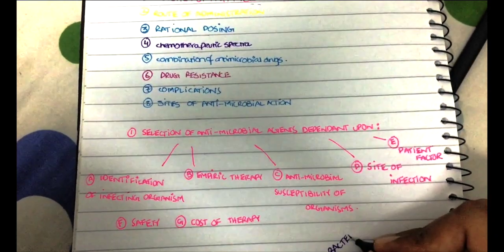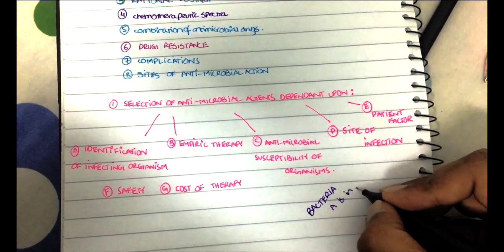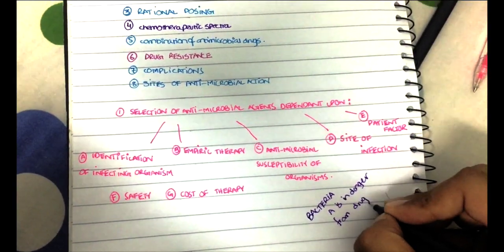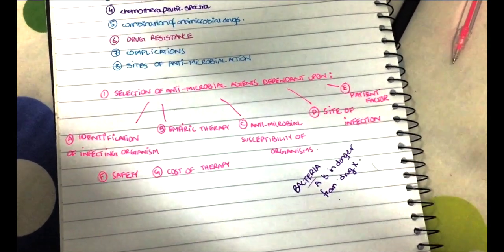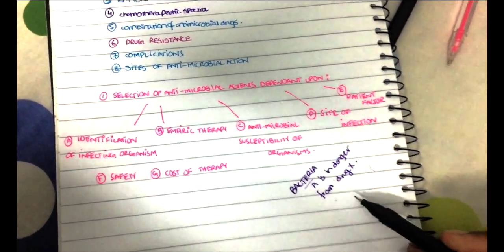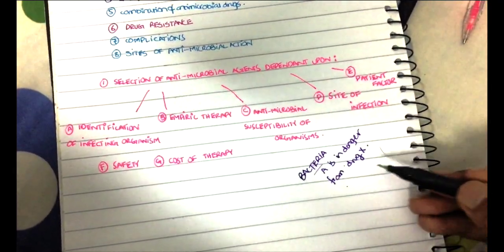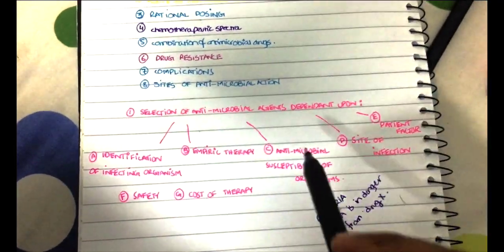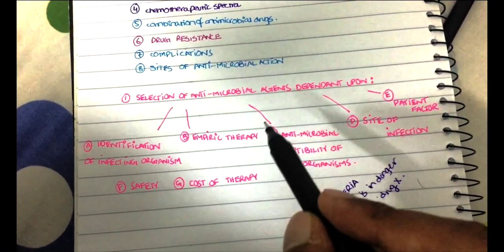So basically, for example, you can say that bacteria A is in danger from drug X. Okay, so this particular bacteria A is in danger from drug X. Same if we say bacteria B. Bacteria B will be in danger from drug Y, or it can also be the case that drug X attacks both bacteria A and bacteria B. So basically, what we need to learn from this point is what drugs will be effective against a certain type of organism.